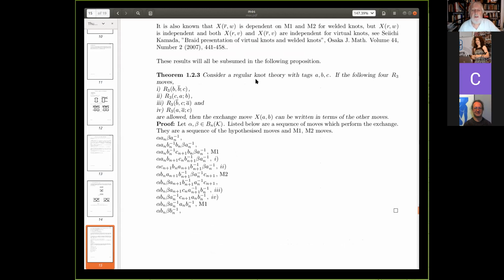So consider a regular knot theory with tags A, B, C. If the following four R3 moves down here are allowed, then the exchange move XAB can be written in terms of the other moves. So provided these moves are allowed in the theory, we don't need to consider the exchange move. And this shows how you get from alpha A^n beta A^-n to alpha B^n beta B^-n by putting these in, and you can have fun checking that that is so.